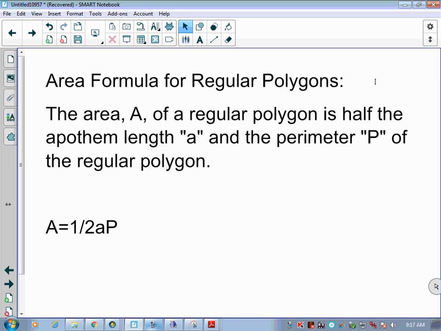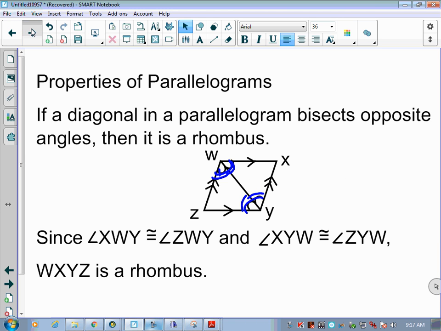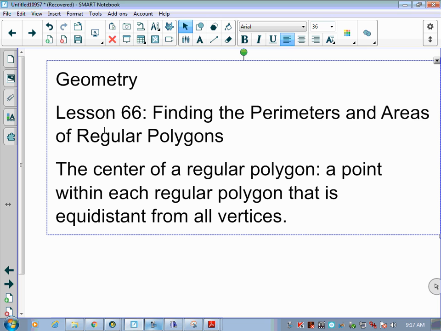In lesson 66, what we're talking about is the area formula for regular polygons. Finding the perimeters and areas of regular polygons.